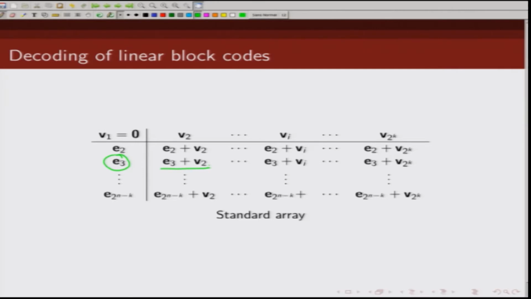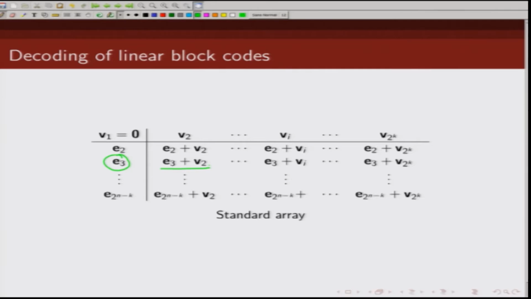Similarly, if I have a code word V i, I will add E 3 to V i and I will add this element E 3 plus V i in the same column as V i. So, this is how I am going to build up this row in this array. The next row, how do I build up?